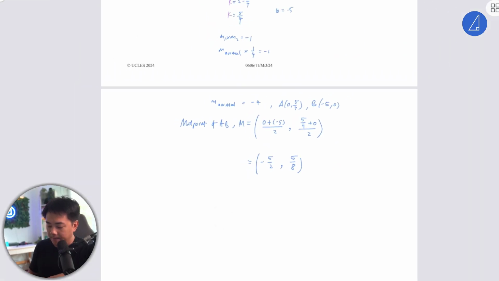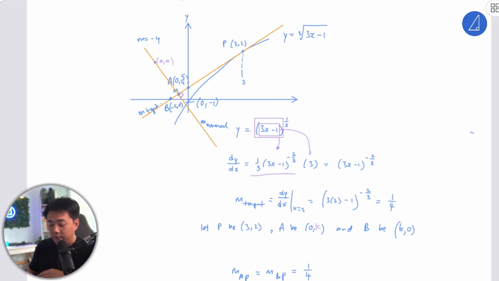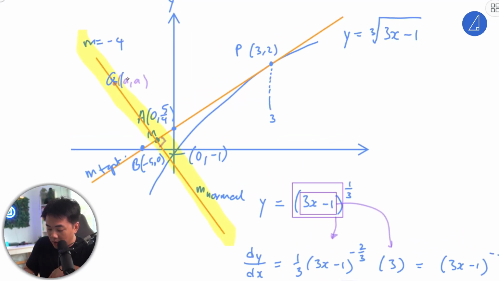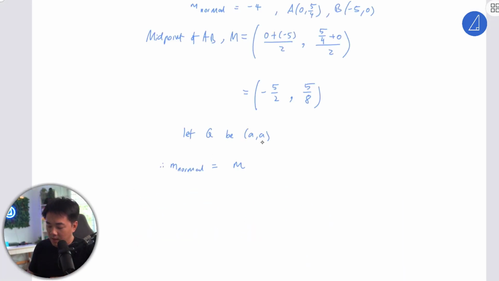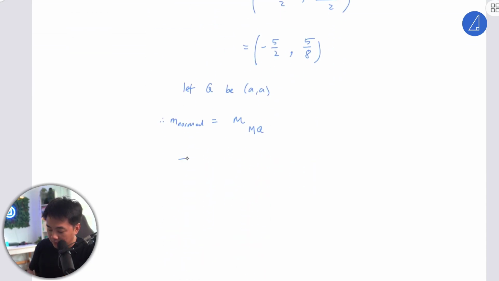Okay. That's that. Now once done, you could proceed to find the equation of the perpendicular bisector, but I'm a bit too lazy. I know that the gradient, let the point (A, A) be Q. This is Q, (A, A), right? Then we know that the gradient of QM is actually negative 4, the M normal. Okay, so I'm going to write this down. So let Q be (A, A). Then we know that the gradient from the midpoint M to Q will just be M normal, which is negative 4.